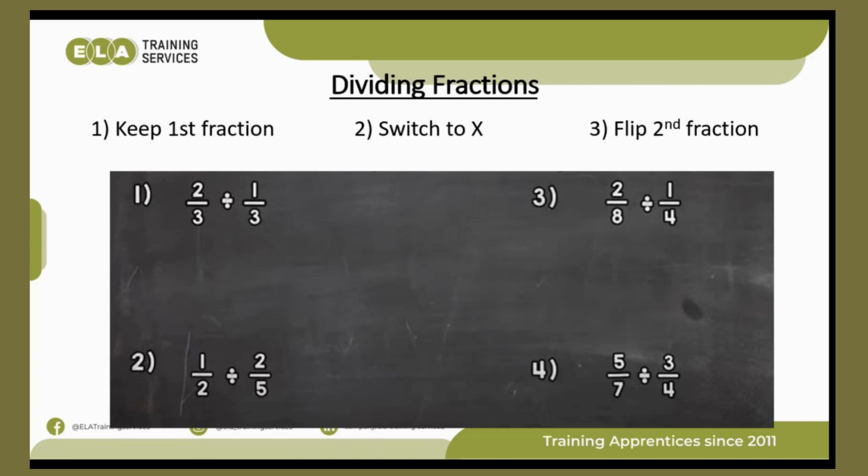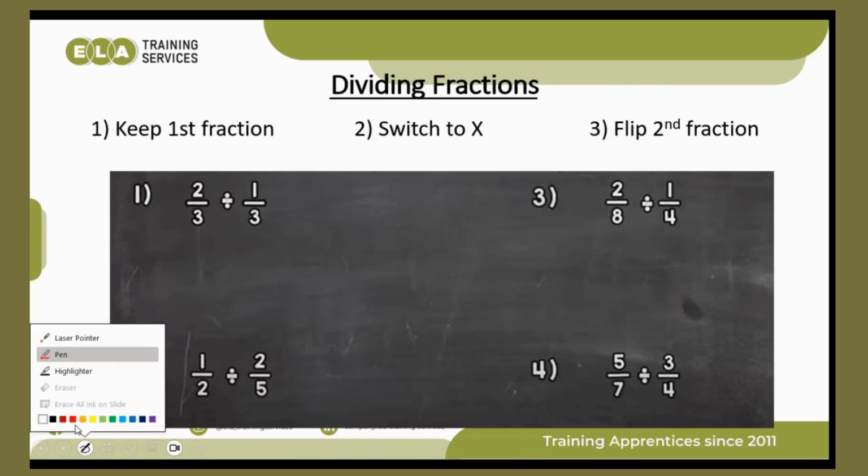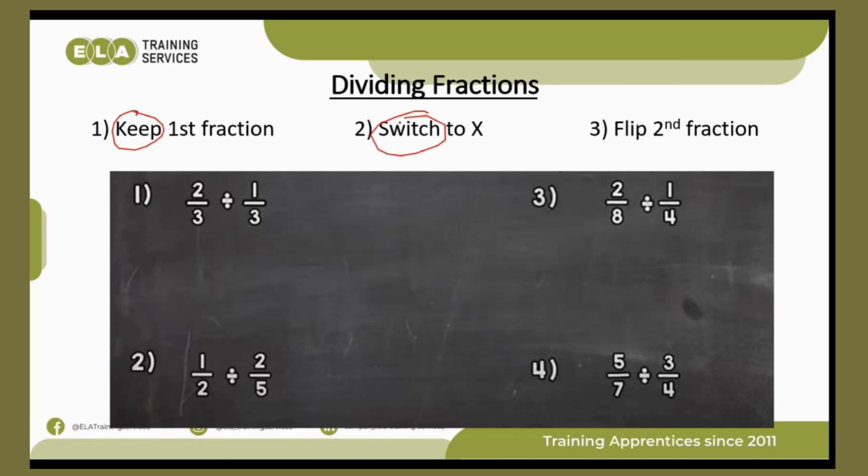So when we're dividing fractions, you need to remember these 3 words: keep, switch, and flip. So what we are going to do is we keep the first fraction. So we've got 2/3 divided by 1/3. So we keep 2/3, we switch the divide to a multiply, and we flip the last fraction. So 2 times 3 is 6, 3 times 1 is 3. 6/3, how many 3s in 6? And our answer is 2. So we keep, we switch, we flip.